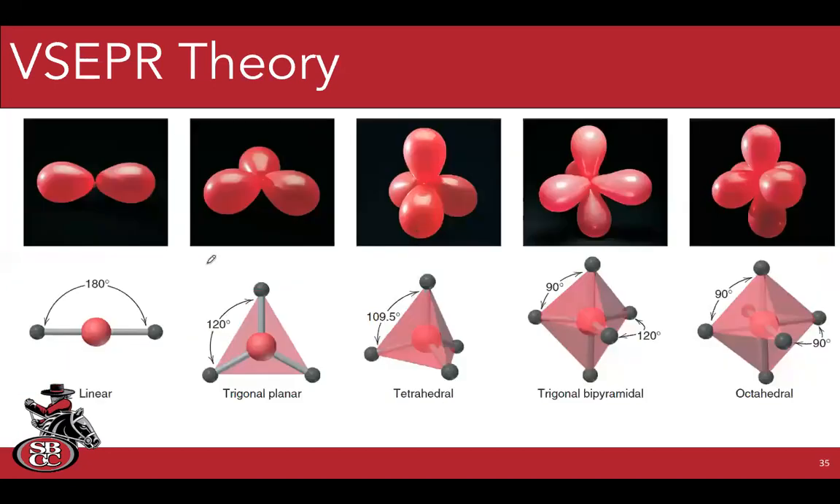And so, of course, they make these 5 structures, these electron structures, because they push away from each other, and this is the maximum they can push away from each other. So if there's 2 things around the center atom, they'll form this linear structure, trigonal planar with 3, tetrahedral with 4, trigonal bipyramidal with 5, and octahedral with 6.